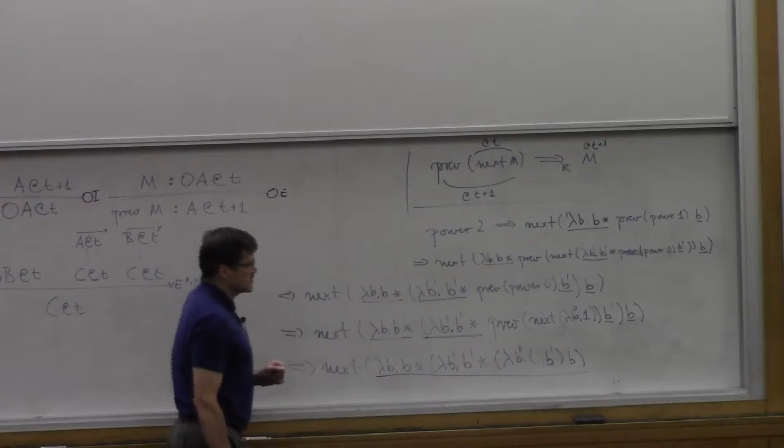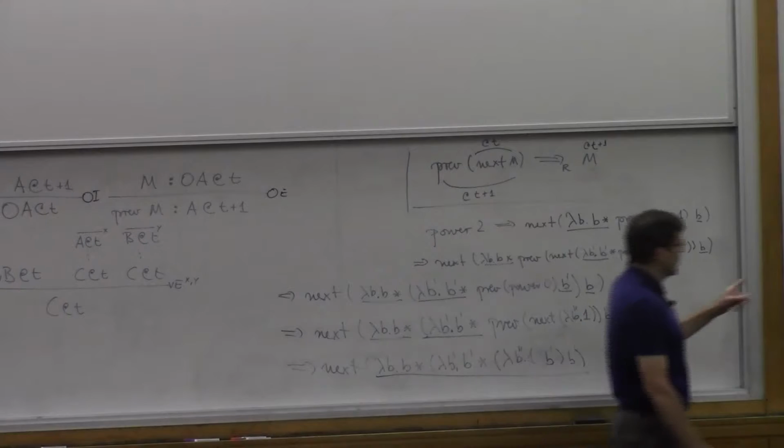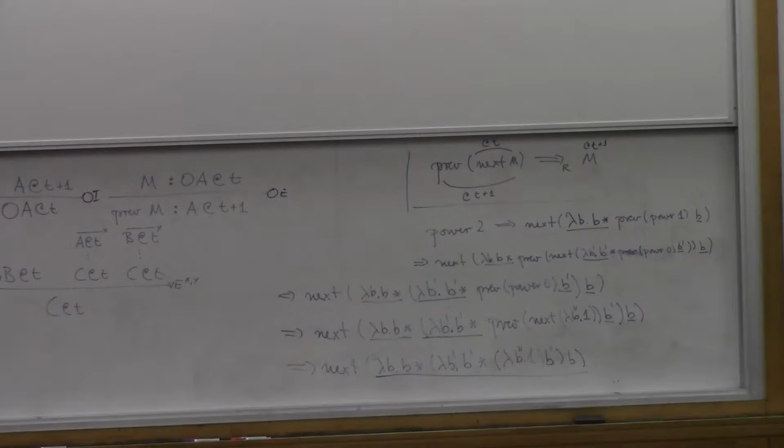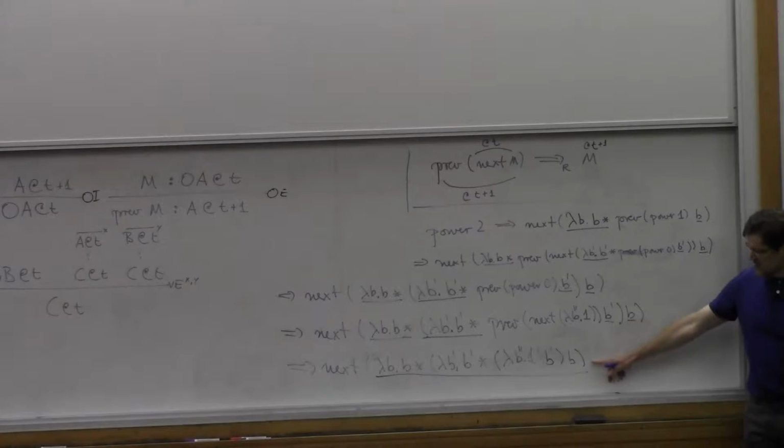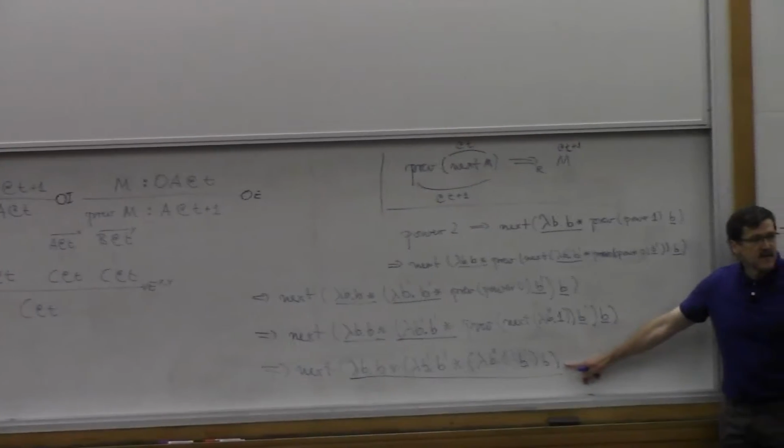So we haven't quite reached our goal. We haven't gotten lambda b times 1. But we've gotten pretty close, because we have unfolded all the recursion and gotten a residual program that's pretty similar to what we wanted to get.